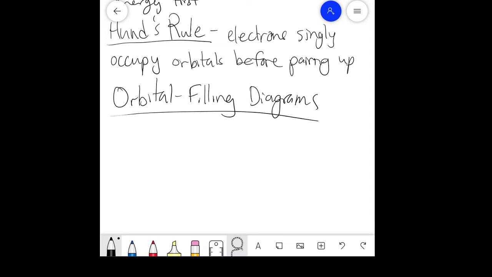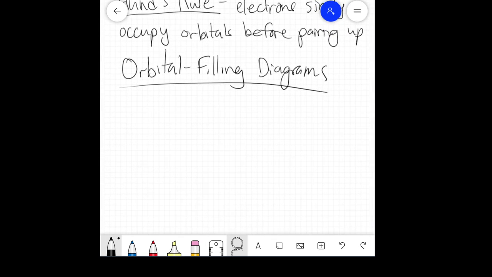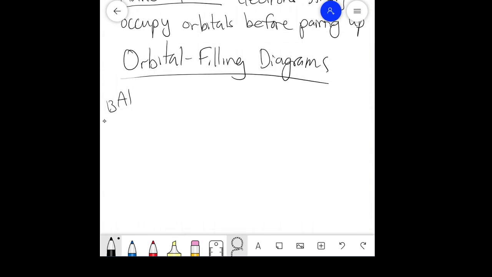Okay, so orbital filling diagrams. So these show electron configurations and how the actual electrons occupy orbitals with arrows. So let's do an example. Here we can do aluminum. Since we already did the electron configuration for aluminum, we already know what we're looking for. So again, you start with the element symbol, and each orbital is going to get a little blank.